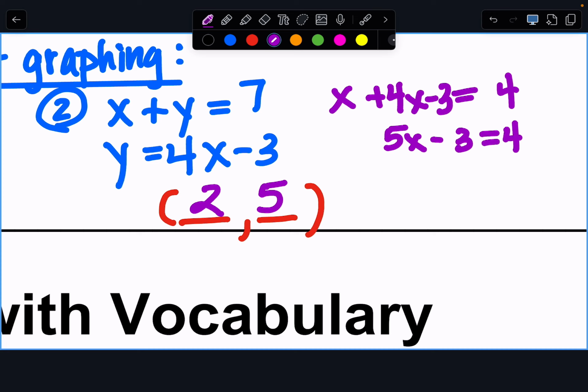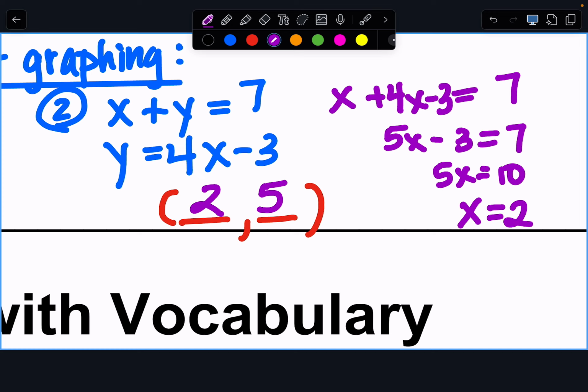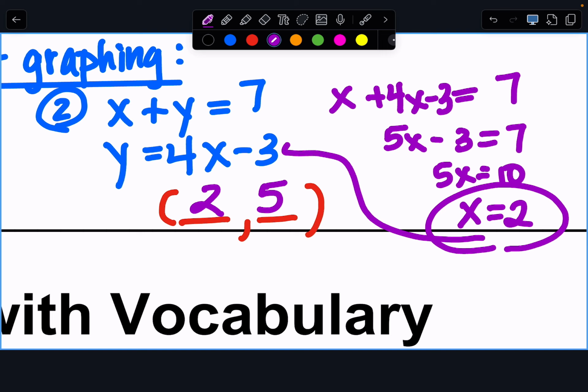Wait, did I do that? I said 7 and I didn't write 7. Okay. So what's happening here? 5x equals 10, so x equals 2. How did they get the 5? Because they added the x with the 4x. If we plug x back in, I think we can get 5.